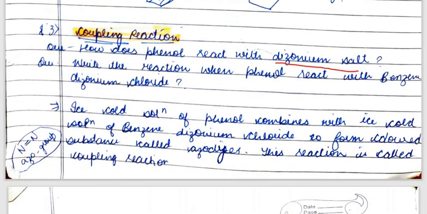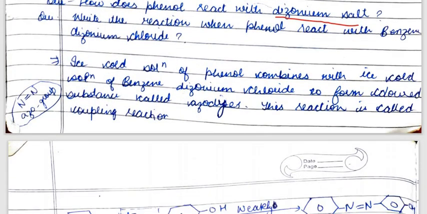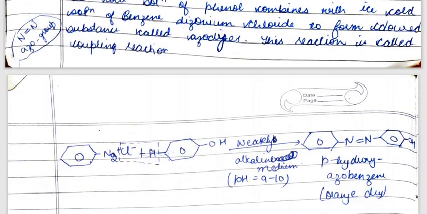It is when an ice cold solution of phenol combines with an ice cold solution of benzene diazonium chloride. It forms a colored compound, an azo dye. This reaction is called the coupling reaction.